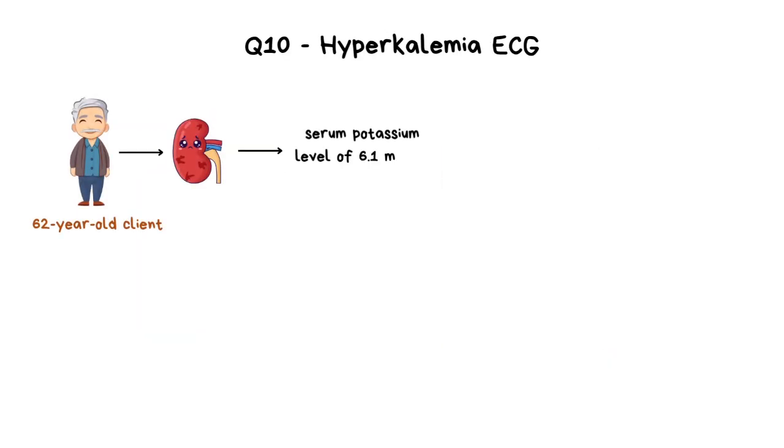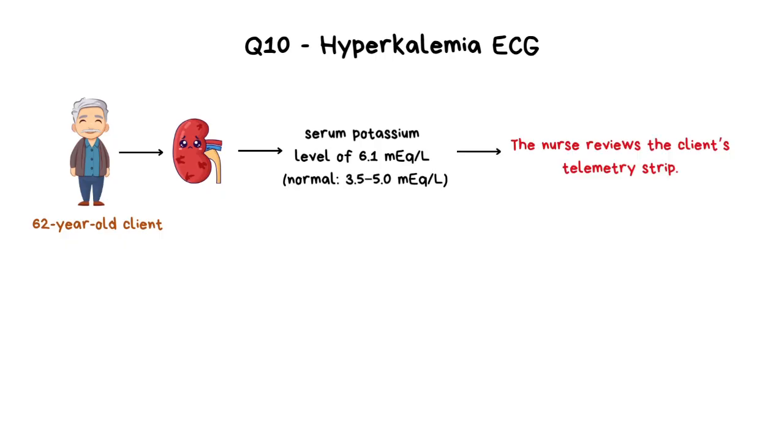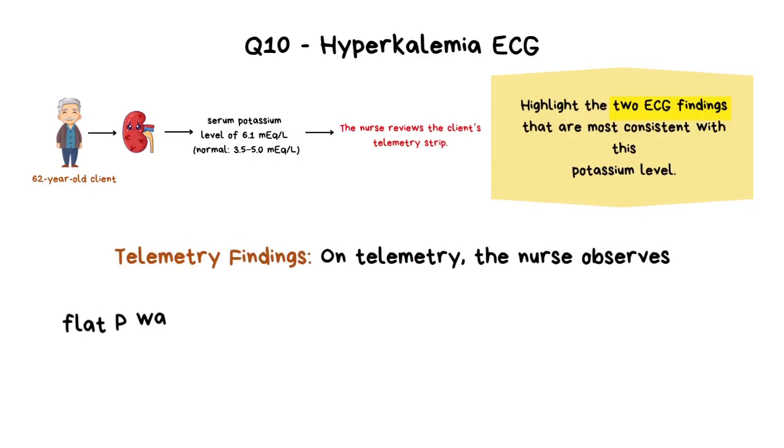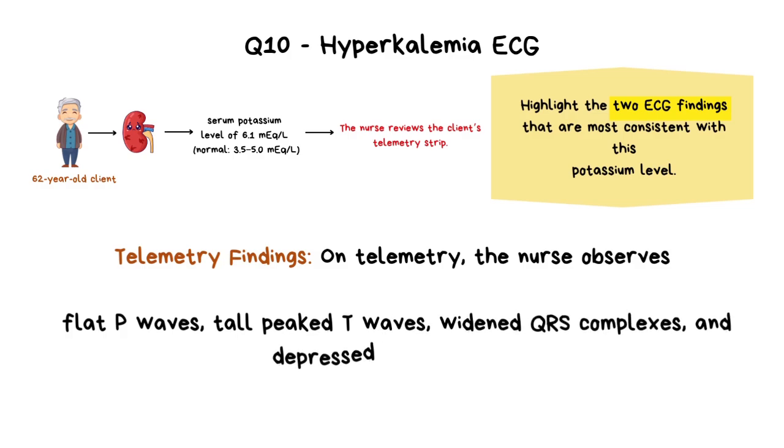Now let's see what happens when potassium is too high. A client has a serum potassium level of 6.1 milliequivalents per liter. Highlight the two ECG findings that would be expected. On telemetry, the nurse observes flat P waves, tall peaked T waves, widened QRS complexes, and depressed ST segments. Pause and highlight the expected findings.